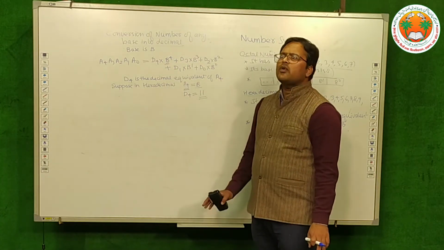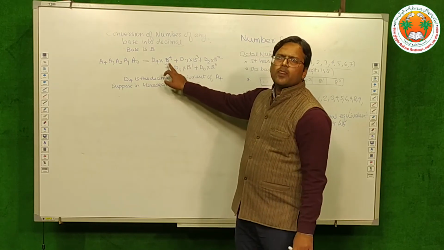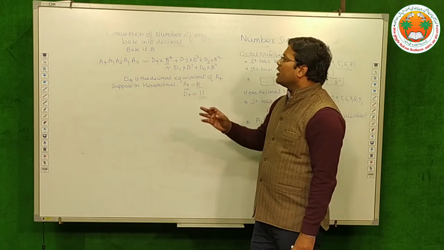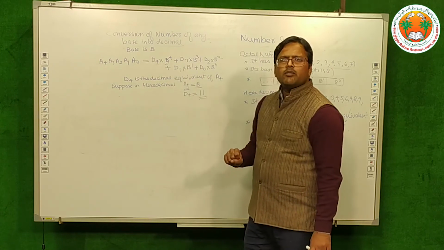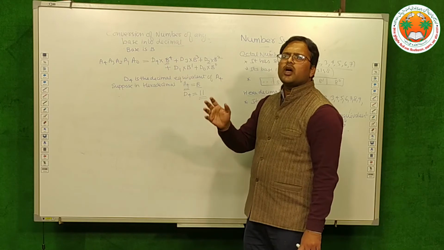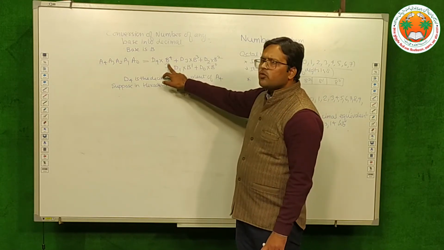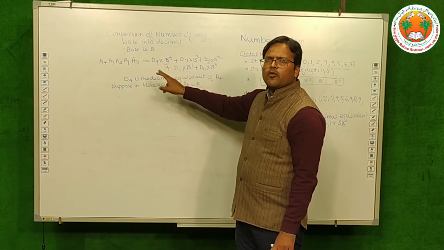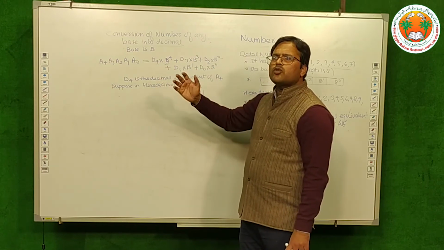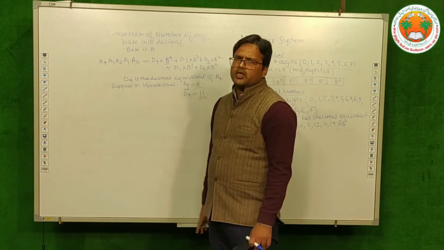Suppose we are going to convert a binary number into decimal, then the base would be 2. And if you are going to convert an octal number into decimal, then the value of B would be 8. And if you are going to convert a hexadecimal number into decimal, then the value of B would be 16. So from any base we can convert those numbers into decimal using this particular method.